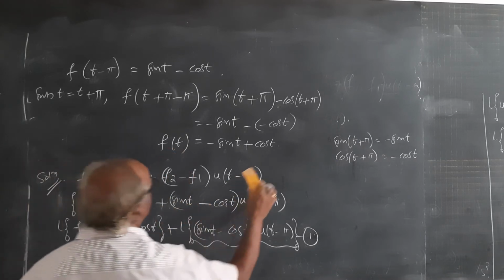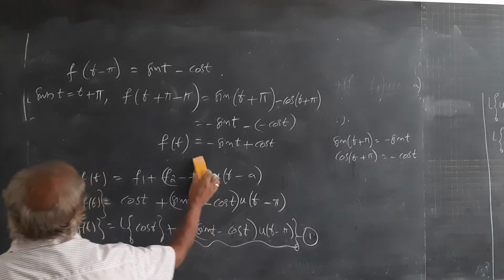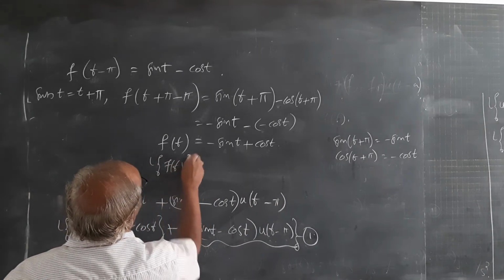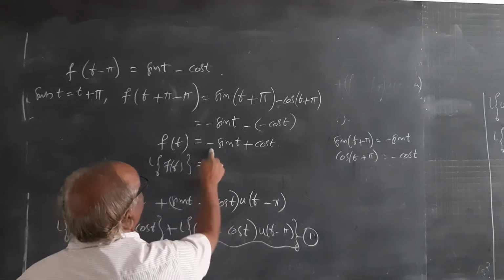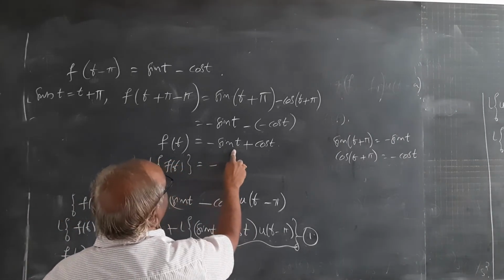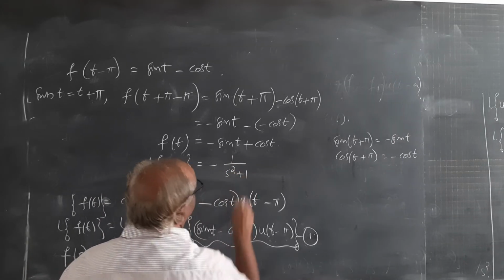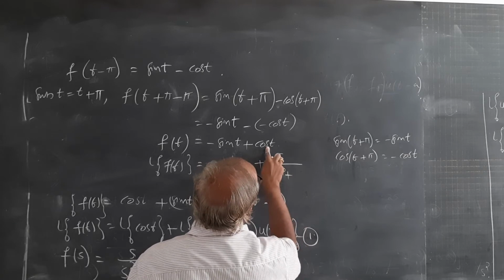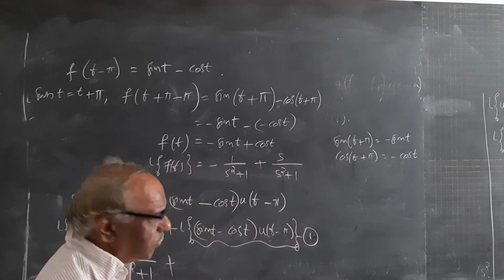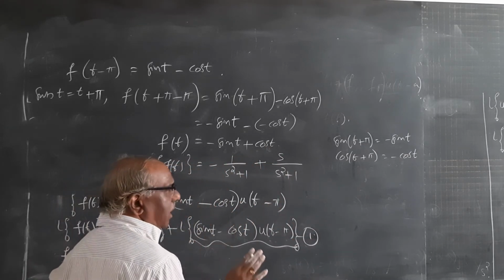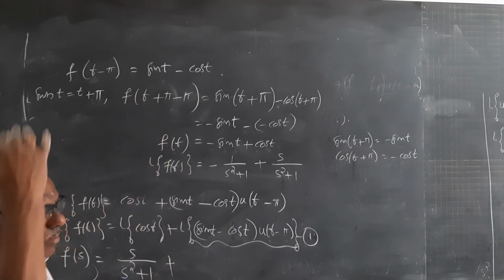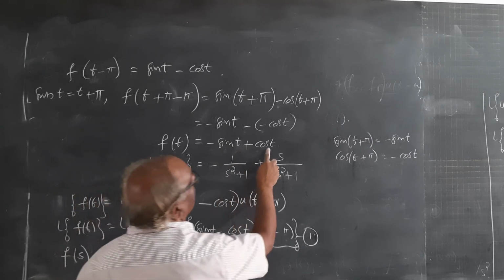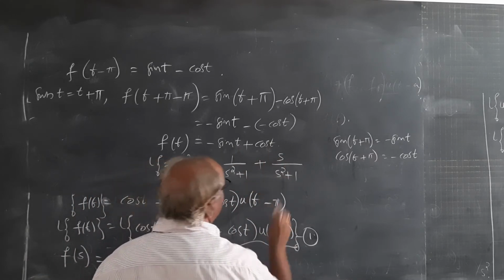Therefore, L of f(t) is equal to minus L of sin t, which is 1 by s squared plus 1, plus L of cos t, which you know is s by s squared plus a squared. Without the previous formulas, you cannot do anything here. Therefore, I tell you 100 times, first practice the basic formulas. L of sin t is 1 by s squared plus 1 squared, and L of cos t is s by s squared plus 1.